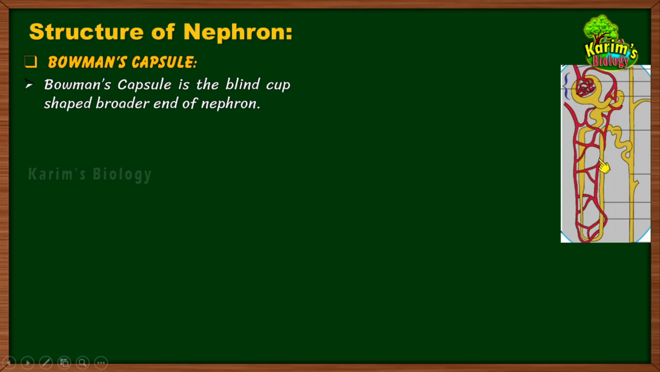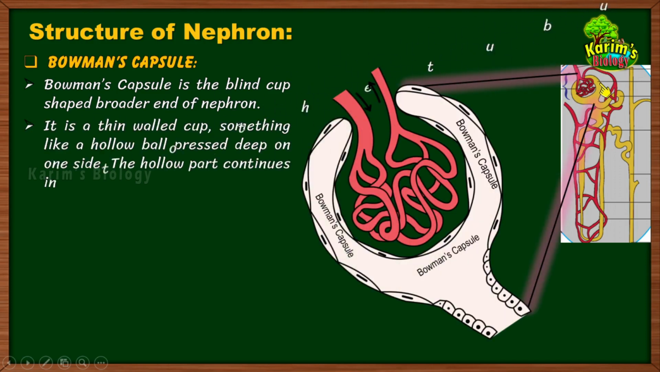So this is the nephron. This broader end of this nephron, this yellow colored part, is called Bowman's capsule, right? Let me enlarge this Bowman's capsule and show you clearly. If I enlarge the Bowman's capsule, this is how it appears. And what is it? It is a thin-walled cup, something like a hollow ball.